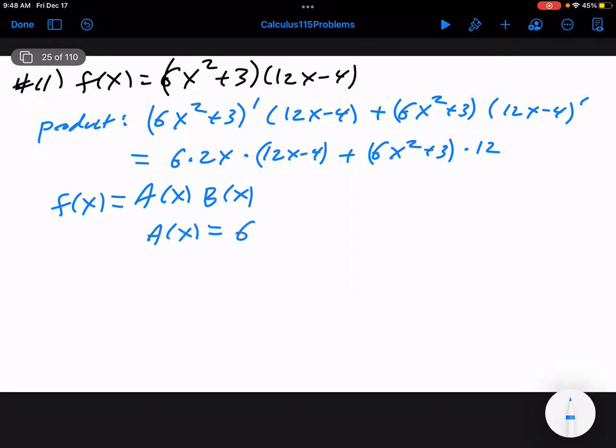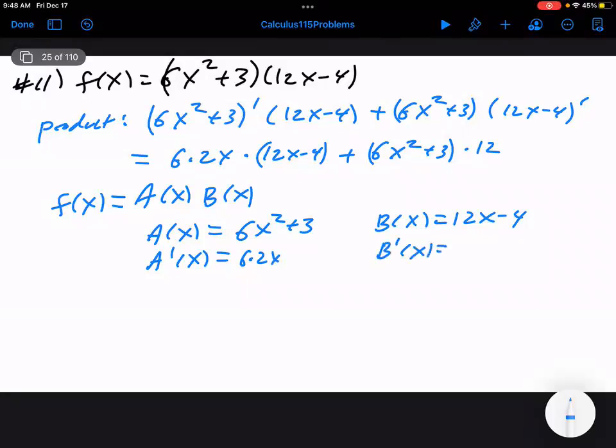A of x is 6x squared plus 3. B of x is 12x minus 4. A prime of x is 6 times 2x. B prime of x is 12. F prime of x is a prime of x, b of x, plus a of x, b prime of x.